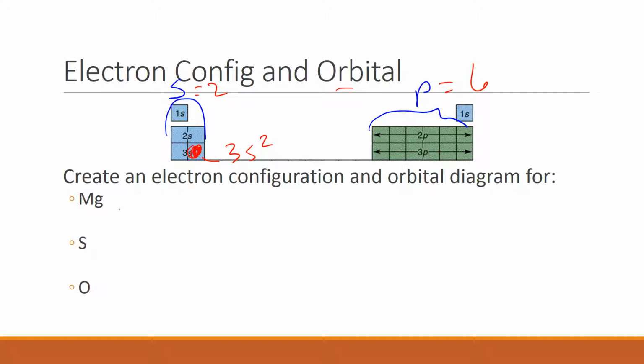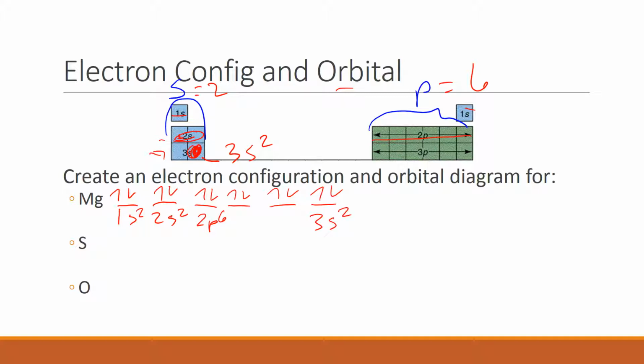So it looks like this. You have 1s, and we know that we're filling that, so we put our 2, so 1s2. Now we're into the s block, so it's 2s2, 1, 2. And we go through the p block, so 1, 2, 3, 2p, and we know we're going through the whole thing, so it's 2p6. When we draw it, it's going to be 1, 2, 3, 4, 5, 6. And now we're on the 3s block, right here. So 3s, and it's the second one in there, so 3s2. So there's our electron configuration, and there's our orbital diagram as well.